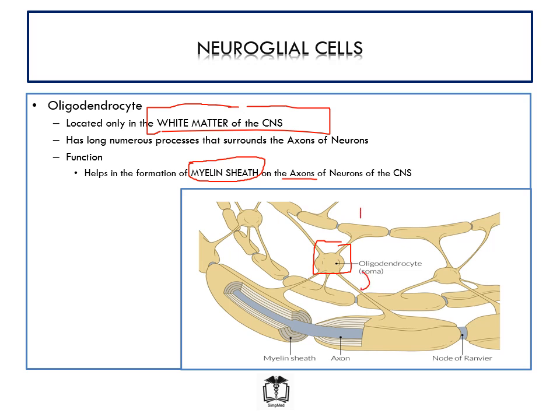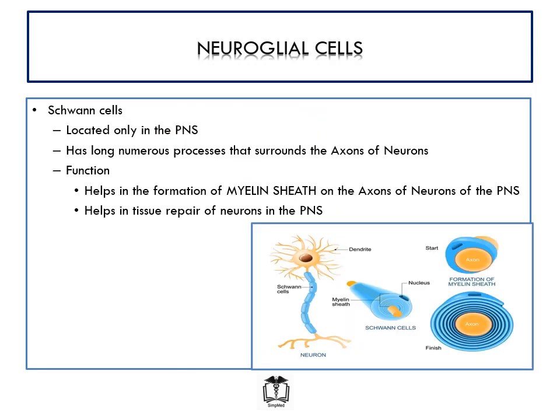You can see one axon, another axon, a third axon. Each of these axons is myelinated by a single oligodendrocyte. The last neuroglial cell we'll talk about in this module will be the Schwann cells. Schwann cells are located only in the peripheral nervous system. They are located outside of the central nervous system.